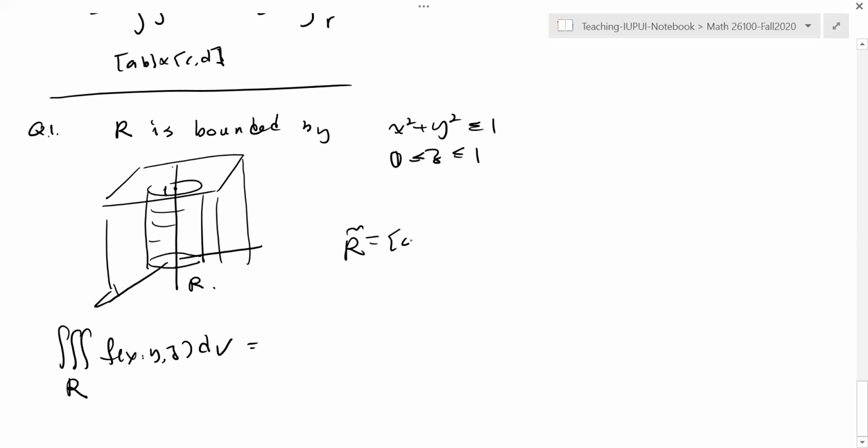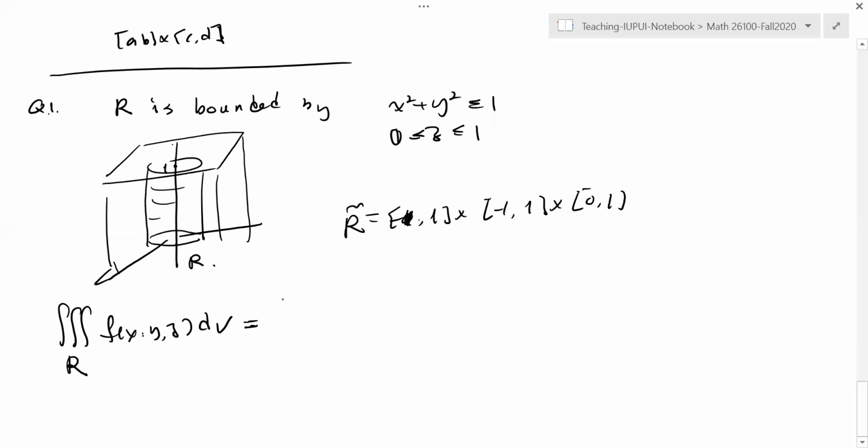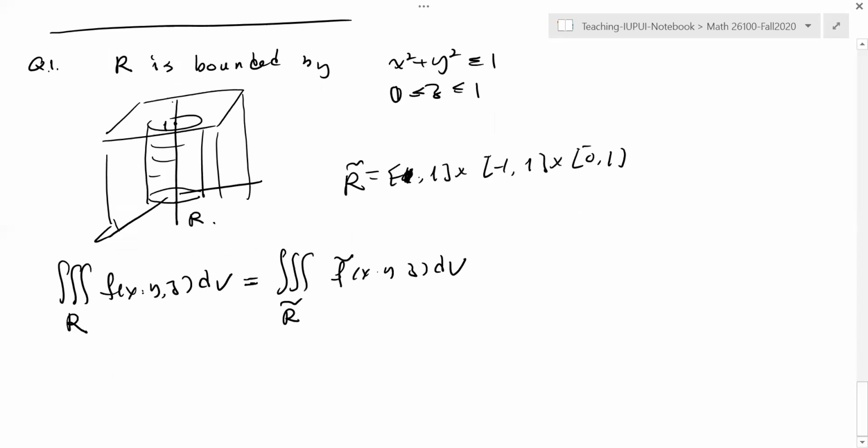So the box could be, in R3, from negative 1 to positive 1, negative 1 to positive 1, and 0 to 1, for example. This is a box, square based. You can include this whole cylinder. So the question is, how do we do this with F2 of x, y, z? In the future we're going to skip those steps.